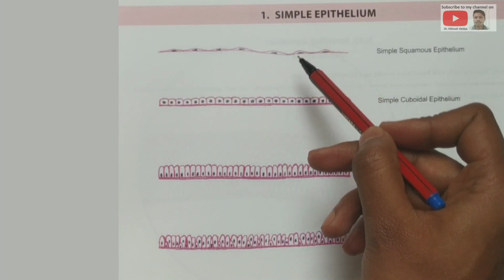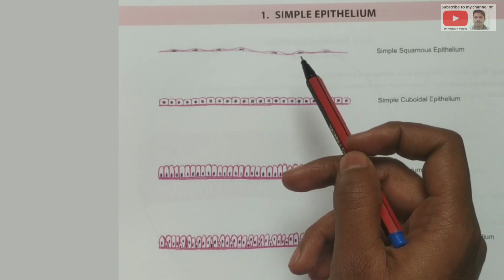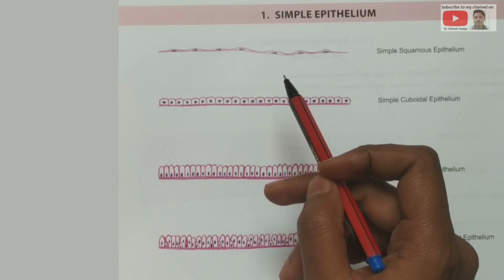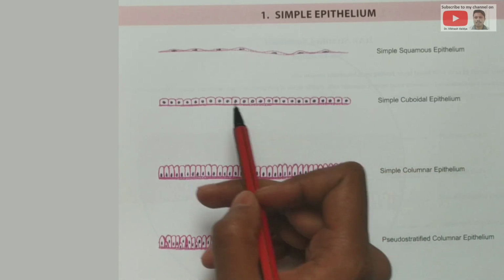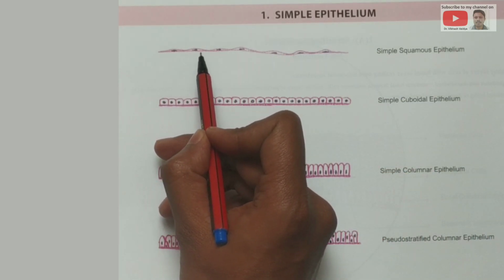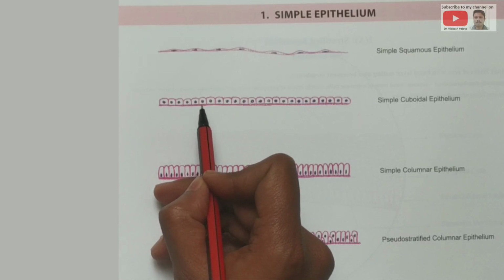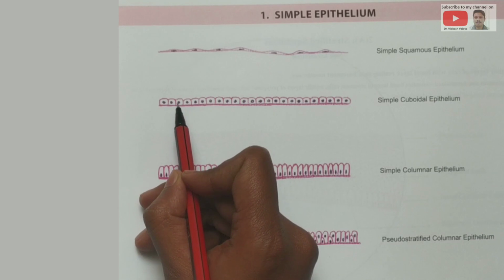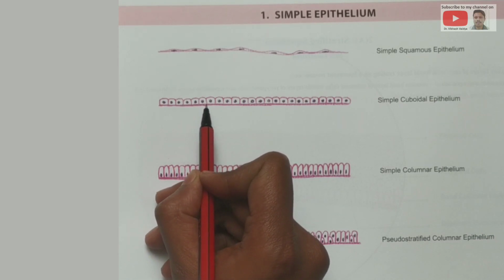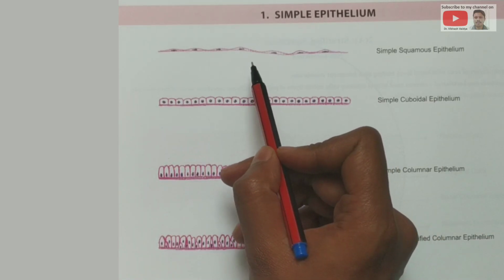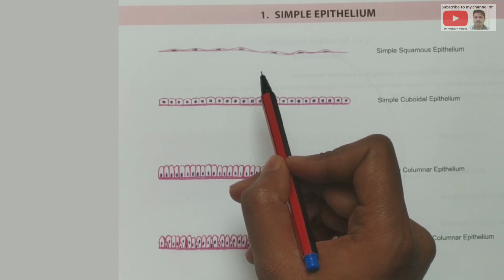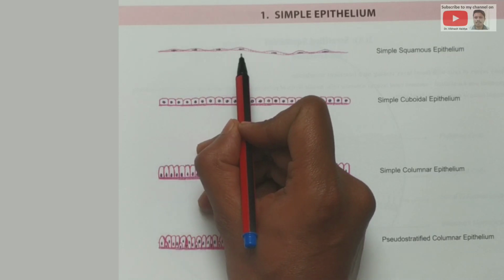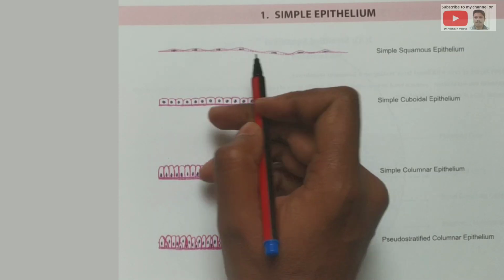So first, here you can see a simple epithelium. What is simple epithelium? A single layer of cells resting on the basement membrane. You can appreciate here this is the basement membrane, and only a single layer of cells is resting on it. The types of simple epithelium depend on the shape of the cell. First, you can appreciate here a simple squamous epithelium.